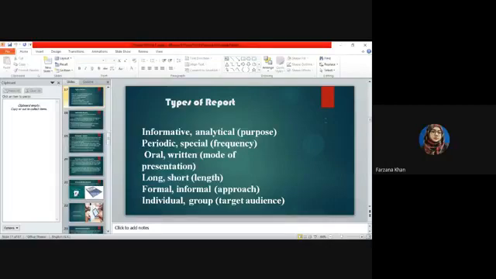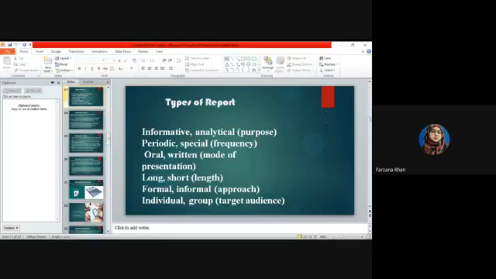On the basis of the frequency of the submission of report, reports have been divided into periodic report and special report. And on the basis of the mode of presentation, or you can say the mode of delivery of your report, reports are divided into two types: the oral report and written report. And on the basis of the length of the report, there are two types of reports: long report and short report.